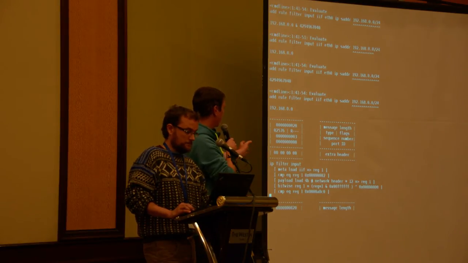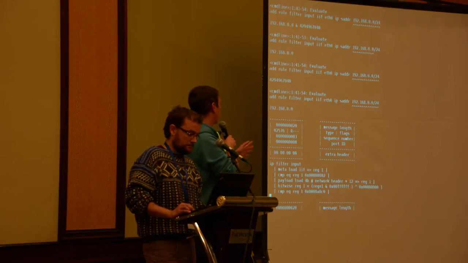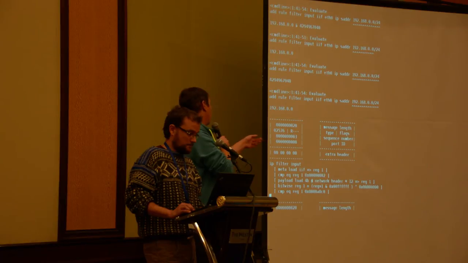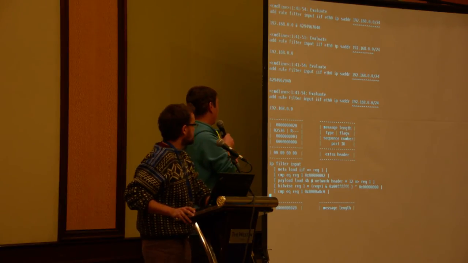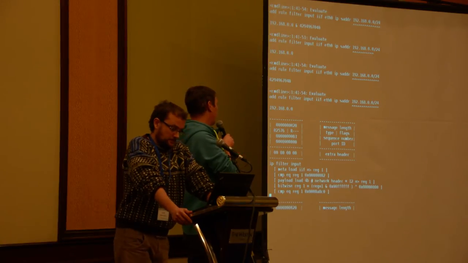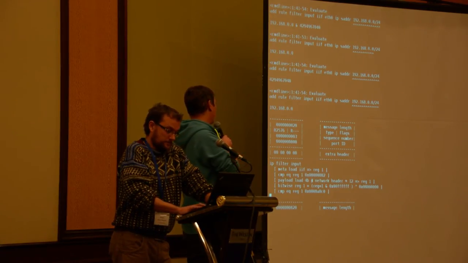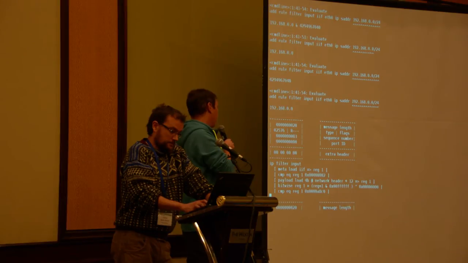After that, load from the packet payload, at the network header position 12 bytes further on, which is the source address, again into register one because we don't need it anymore. Then for the prefix specification, we need to mask out the bits we are not interested in. After that, we do a comparison, and that's it.